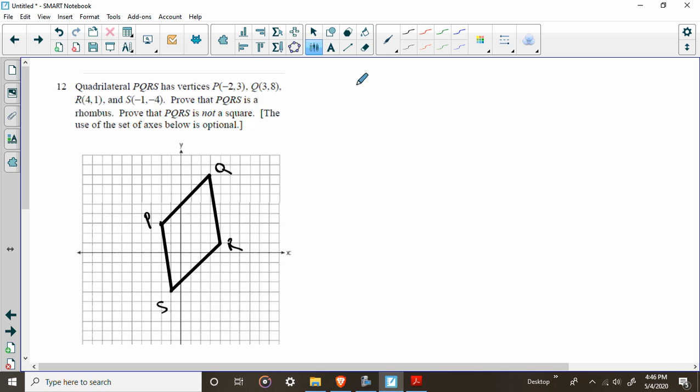Okay, well, again, same thing. We want to know the same thing. Is PQ parallel to SR? Is PS parallel to QR? And again, what else do we want to know? We want to know, is PR perpendicular to QS? Those are going to be the diagonals.